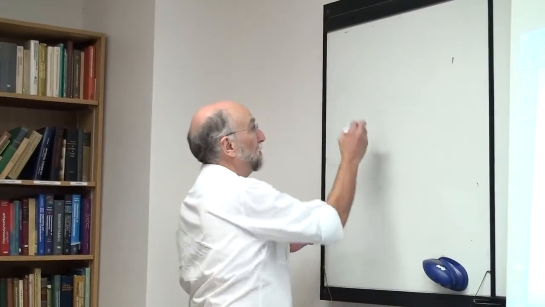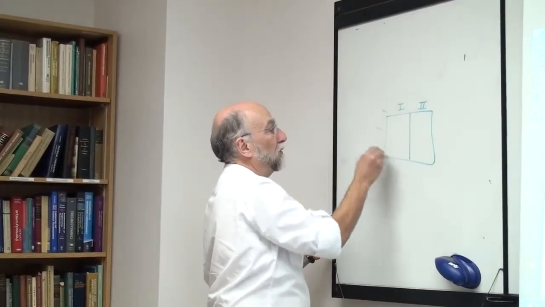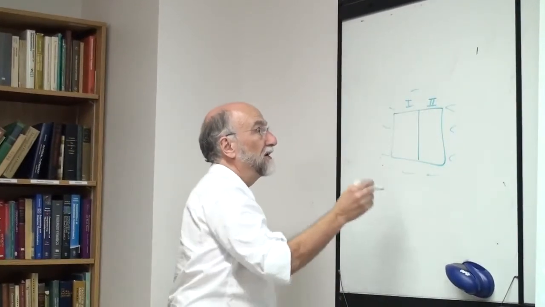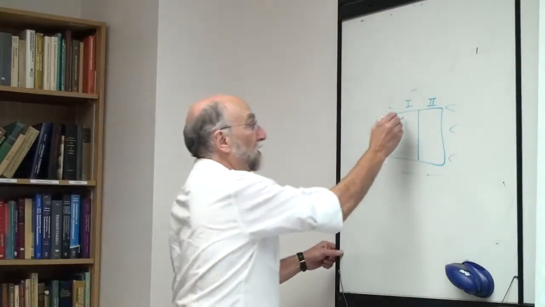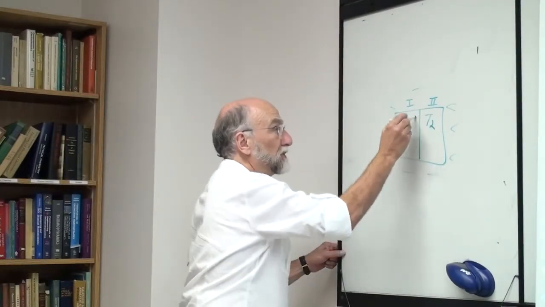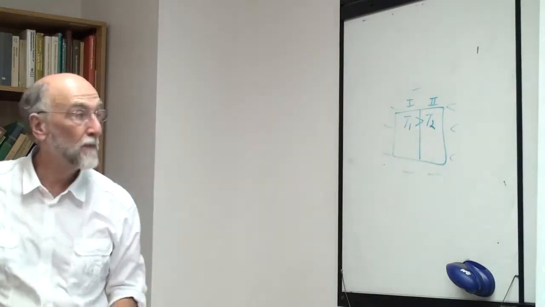So we consider two closed systems in thermal contact. Here we have system 1 and system 2. We'll isolate them from the surroundings, and they're in thermal contact. Let the temperature of the systems be T1 and T2, where T1 is greater than T2.